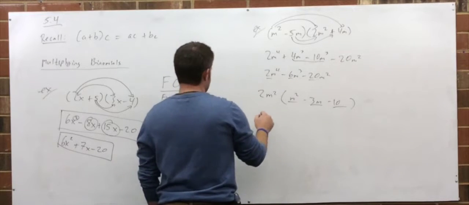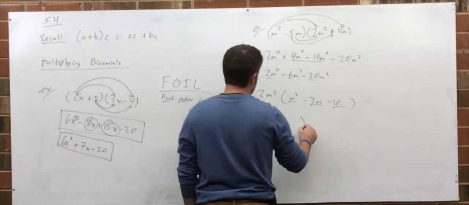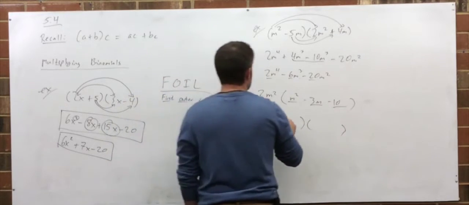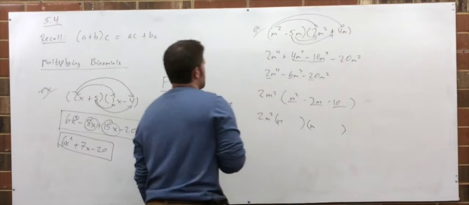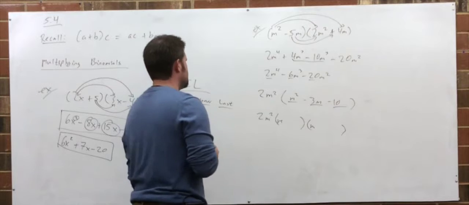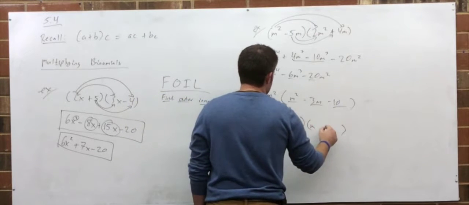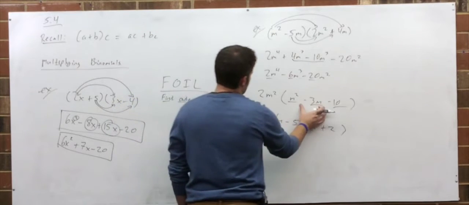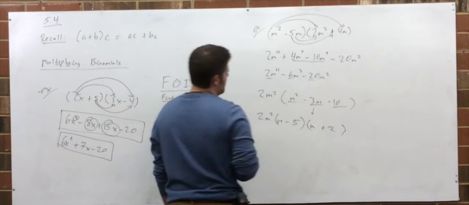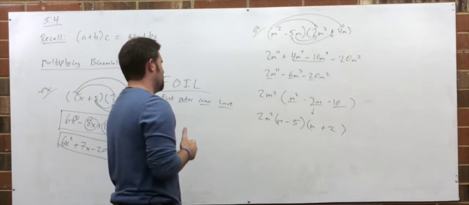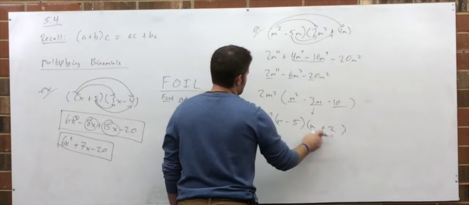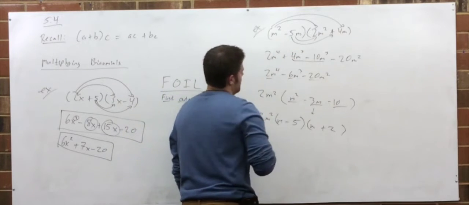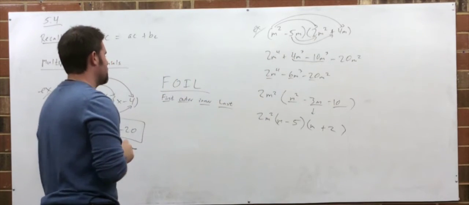Now, the last step to this, we can factor this a little bit more, I believe. 2m squared on the outside, and then on the inside we can have an m minus 5 and an m plus 2. So this step is actually kind of the reverse of FOIL. Recognize if I FOIL this back out, I'll get back to this. I'll take this and multiply it by this. I get back up here. And so we can kind of do a reverse FOIL there.